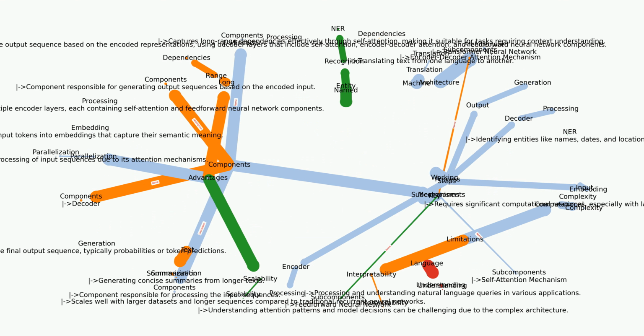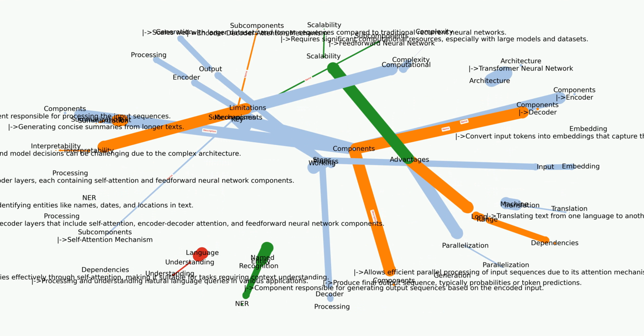Name: Feedforward neural network. Description: the component responsible for mapping attention outputs to desired output dimensions through fully connected layers. Working process. Steps. Input embedding: convert input tokens into embeddings that capture their semantic meaning.